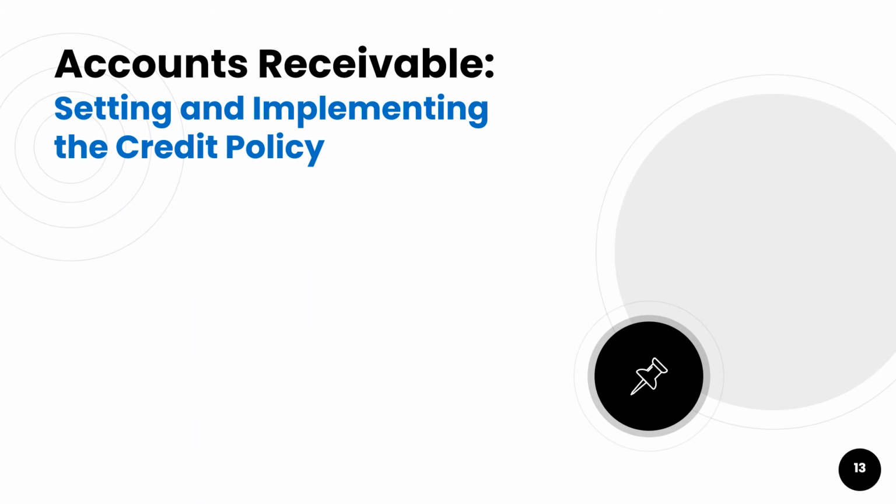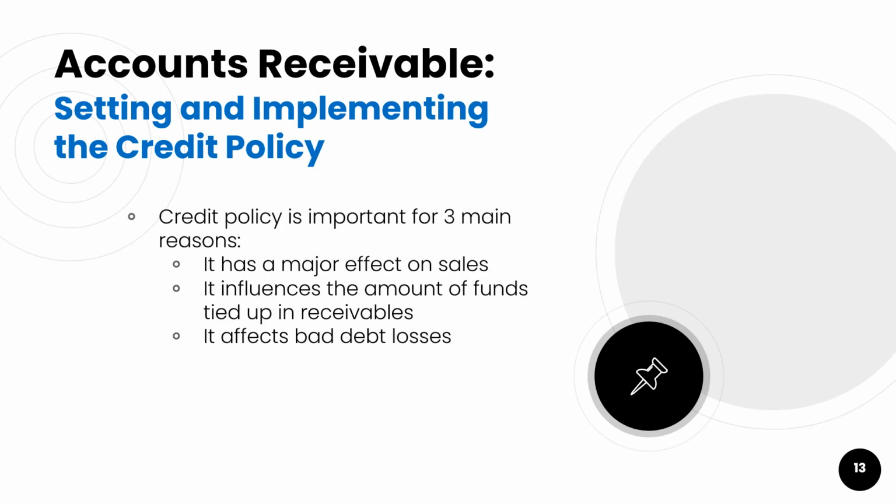Now that we're done with the four variables of credit policy, we can now proceed to the next feature of accounts receivable, which is setting and implementing the credit policy. Credit policy is important for three main reasons. It has a major effect on sales, it influences the amount of funds tied up in receivables, and it affects bad debt losses.